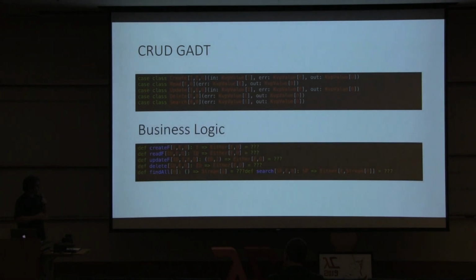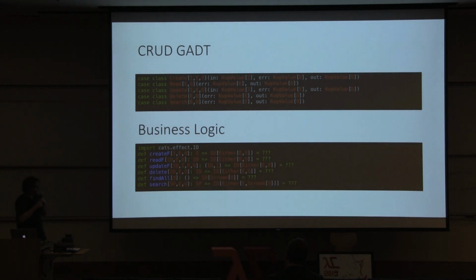Okay, and so if create is expecting those values for input, output, and error, we can do all that in the interpreter, and then the only thing that you really need to do in your business logic is to produce a function from I to either E or O. Okay, so that's, I think, fairly powerful.